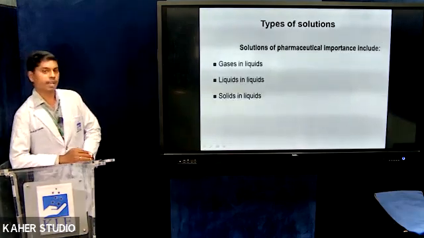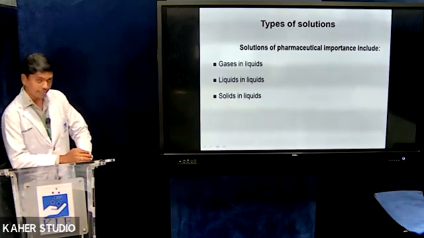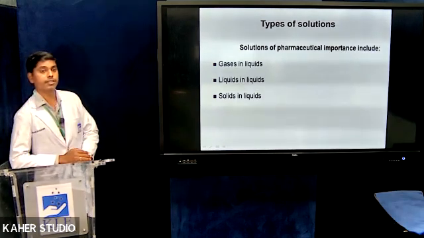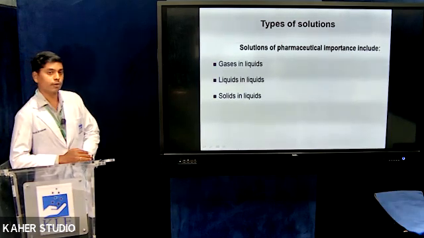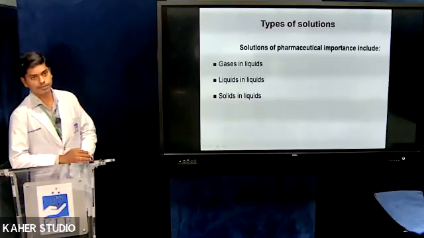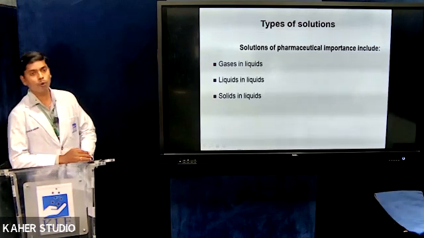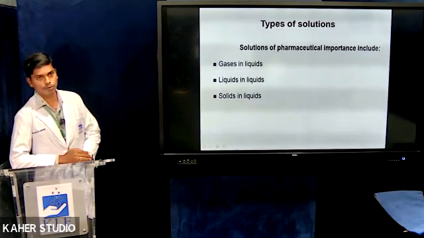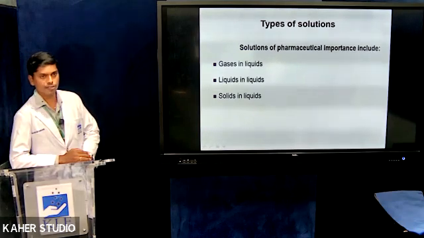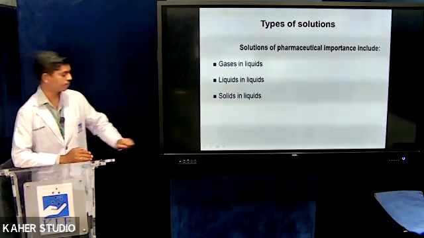Coming to the different types of solutions. The solutions of pharmaceutical importance include different gas molecules dissolved in liquids, liquid molecules dissolved in liquids, and solid molecules dissolved in liquids. Depending upon what type of molecules are involved in the preparation of these solutions, they are classified as gases in liquids, liquids in liquids, and solids in liquids.